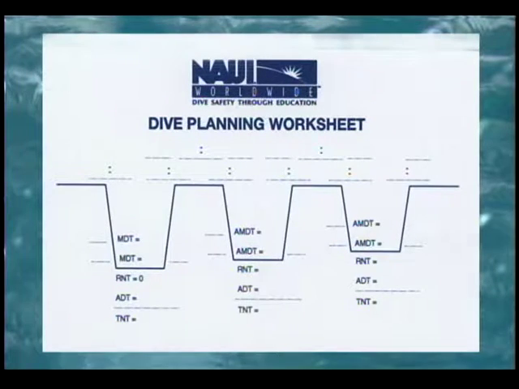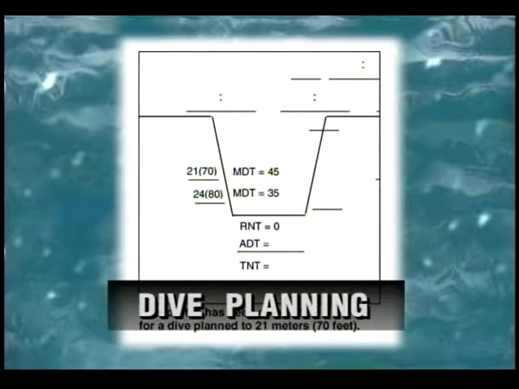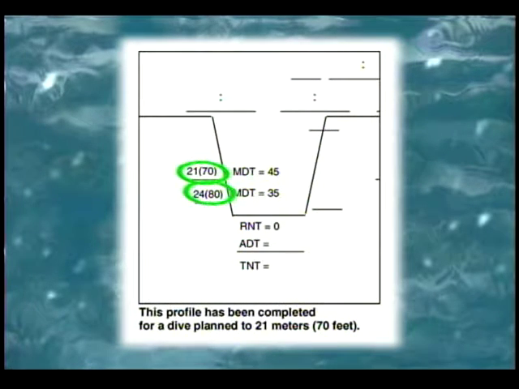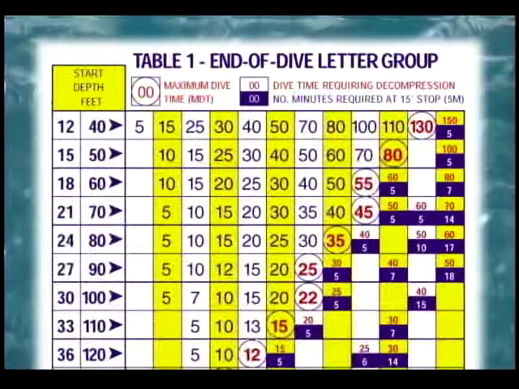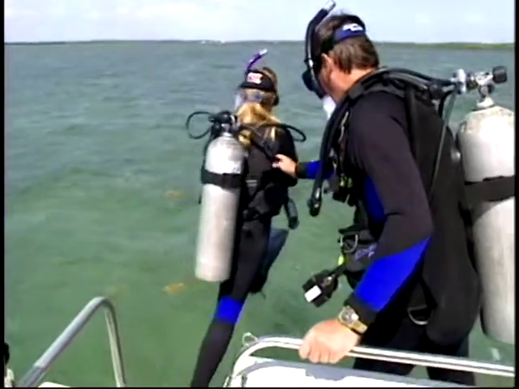Write down your planned depth of 21 meters or 70 feet. Add 3 meters or 10 feet just in case you exceed your planned depth. Look at Table 1 and find the MDT for your planned depth. Add 3 meters or 10 feet to your planned depth and find the MDT for your contingency depth. Now it's time to dive your plan.